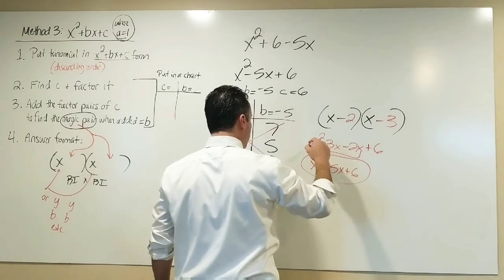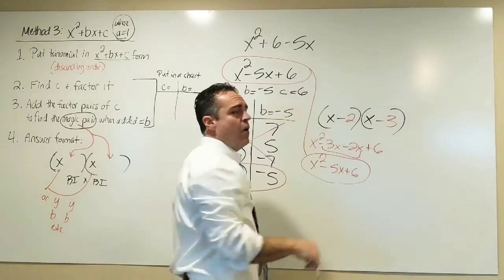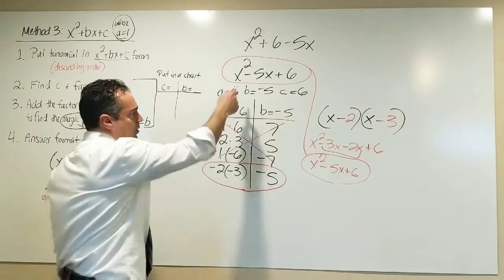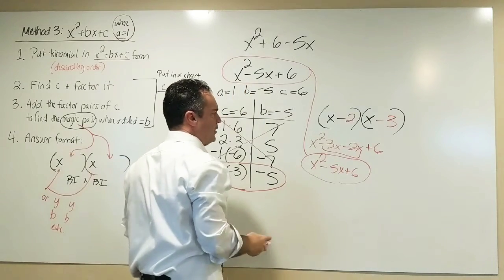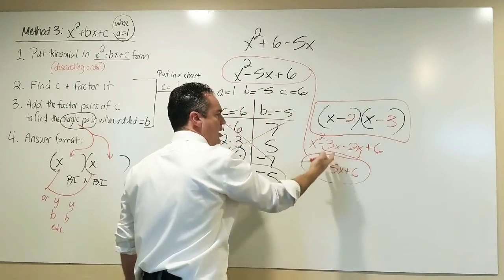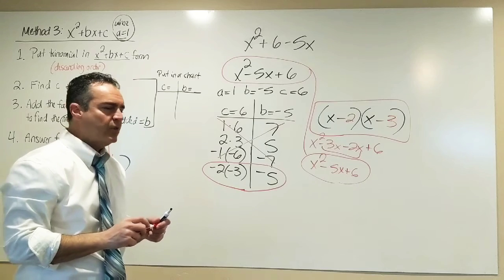Whoa, it's magic. Look at that. They're the same. X squared minus 5x plus 6. Your answer to this problem right here. Do you have to check your answer? No. I just did that to prove to you we're doing this right. Okay?